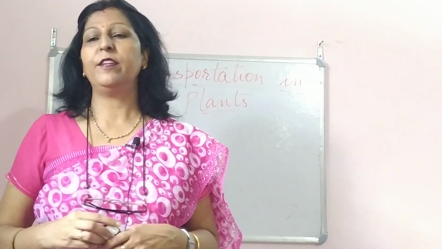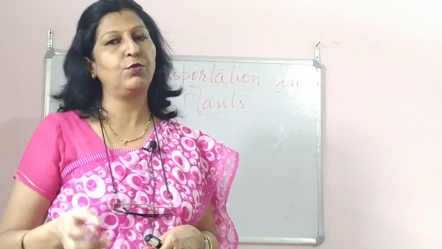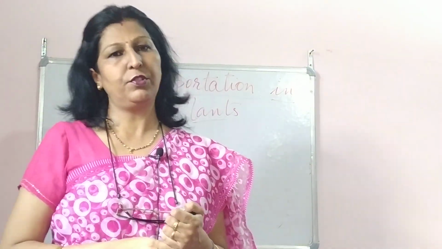Suppose there is yellowing of the leaves, so nitrogen deficiency. If we provide nitrogenous fertilizers to the plants, how does that nitrogen reach up to the plant? So that is what we are going to study over here.